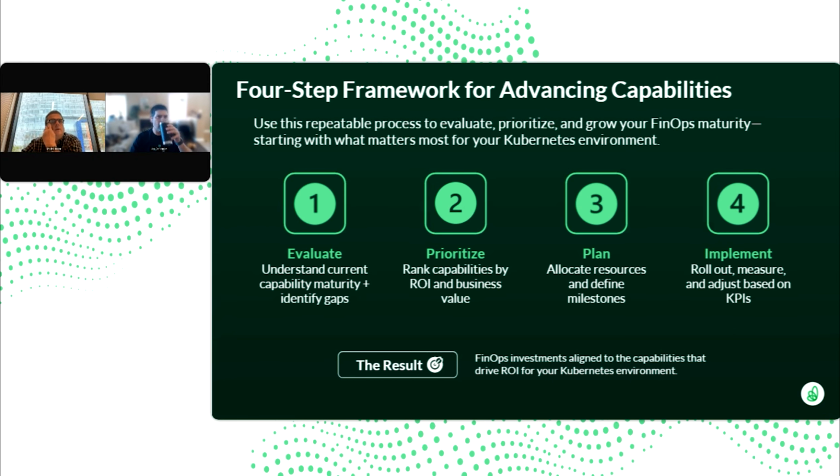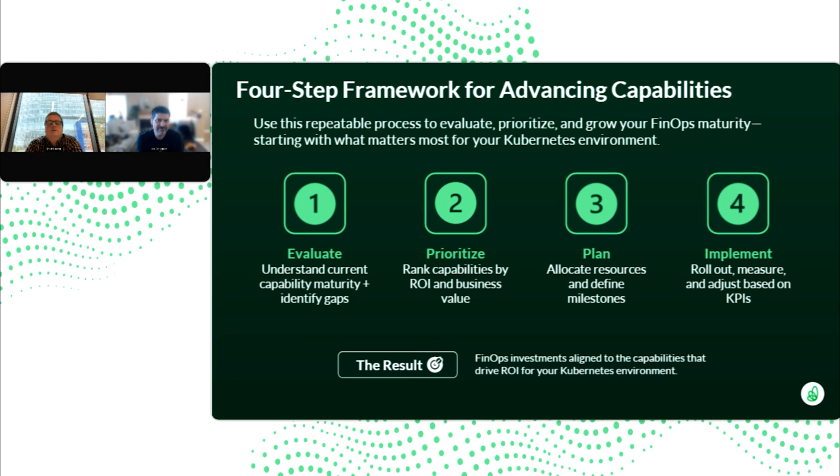So what I'm going to do here is talk about a framework that you can leverage, and a lot of this is outlined in a paper. We'll have a link to it at the end of this presentation. This is a framework that you can look at across the board to evaluate and prioritize the things that you want to do to grow your maturity.